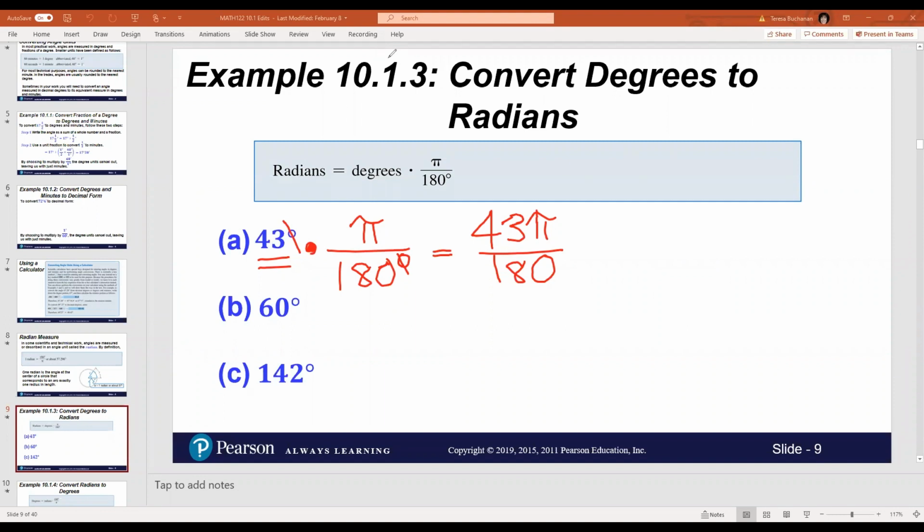I can't tell you why. I don't know. But it is true. So 43 pi over 180 is the exact form, or if we needed an approximation, we could do that in the calculator. 43 pi divided by 180 is about 0.75 radians. It's about 3/4 of a radian.